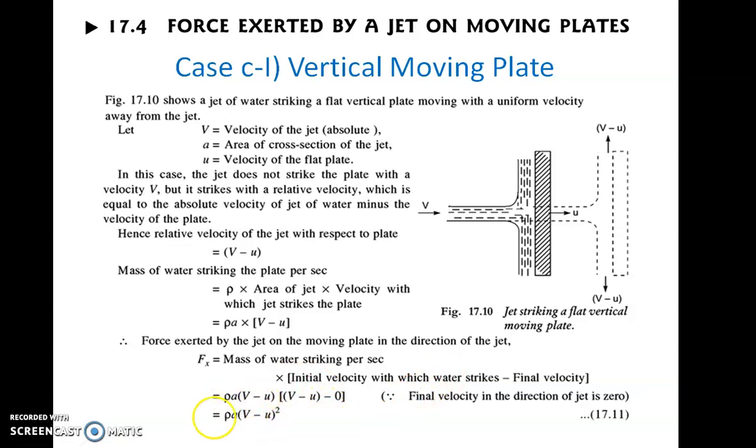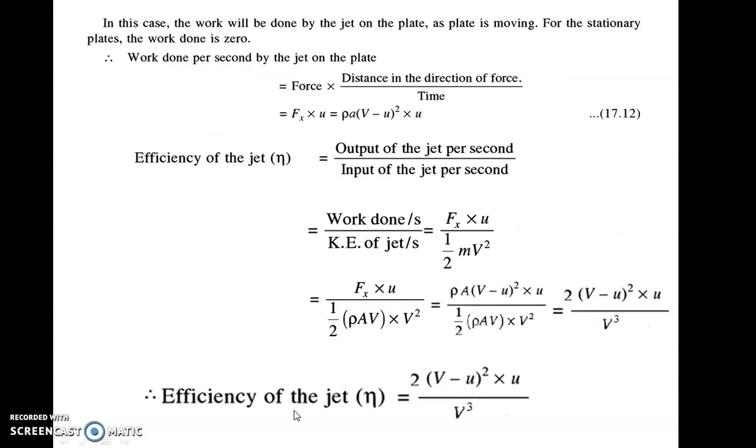So the formula is changed: Fx, which was rho a v square for the stationary flat vertical plate, now becomes rho a (v minus u) whole square. Everywhere we are going to replace v by v minus u, as far as a single plate is concerned. In this case the work done will be force into velocity, because in the previous case the plate was stationary, so there was no work done involved. There was no velocity of the plate, that's why work done was 0.